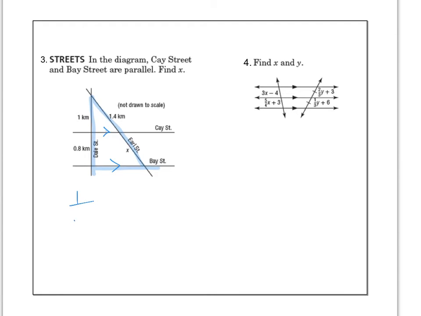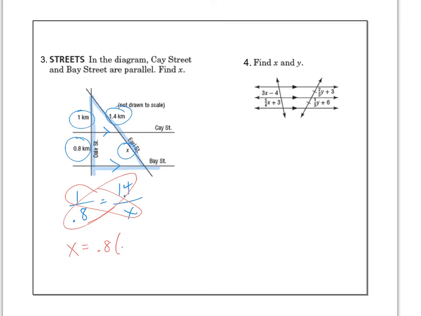So 1 over 0.8 is equal to 1.4 over x. And you can set up a proportion. You can cross multiply. 1 times x is x. And then you have to do 0.8 times 1.4. And when you multiply 0.8 times 1.4, you get 1.12.